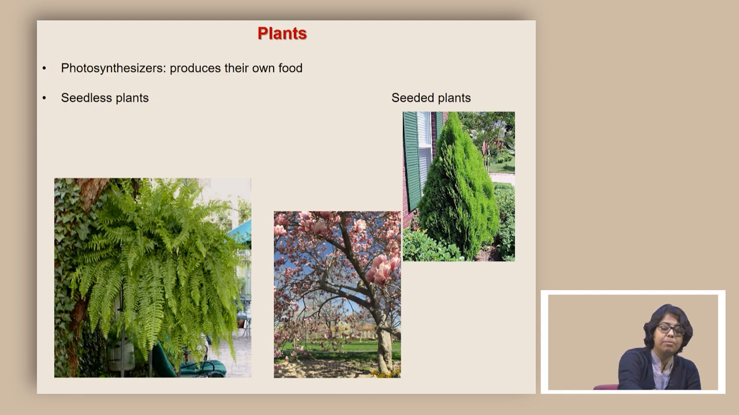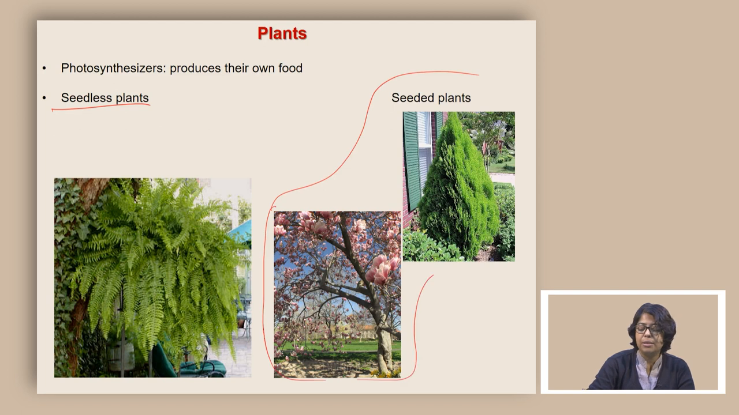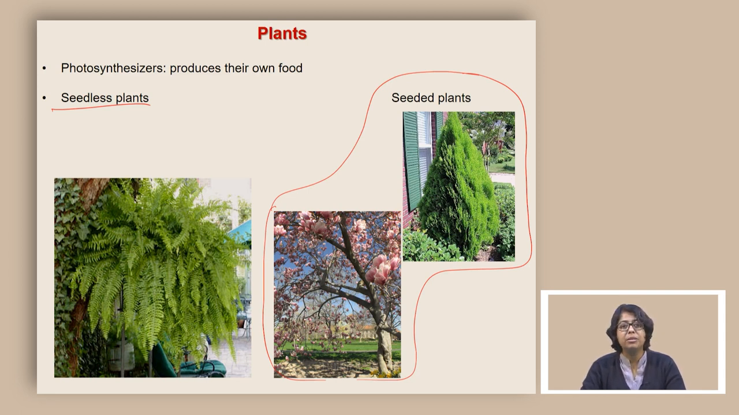One is seedless plants, and these do not have properly developed seeds. On the other hand, the more common ones that we are familiar with are the seeded plants, which have very well protected seeds. And because these seeds have different preservation and they look different, it is possible to reconstruct what kind of plants were there in the past just by looking at the pollens and sometimes the seeds, because the seeds survive much better than delicate plants.